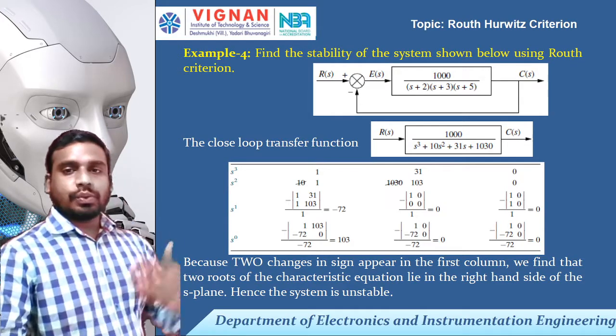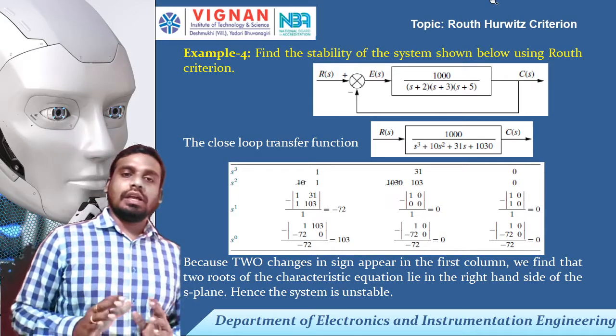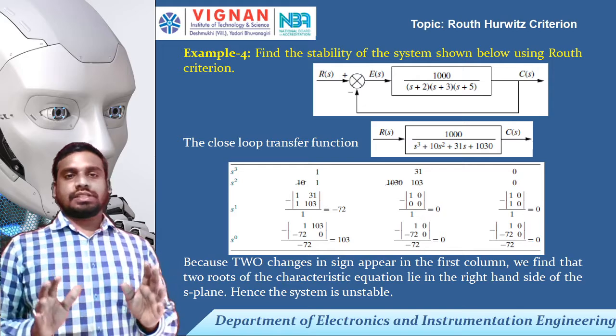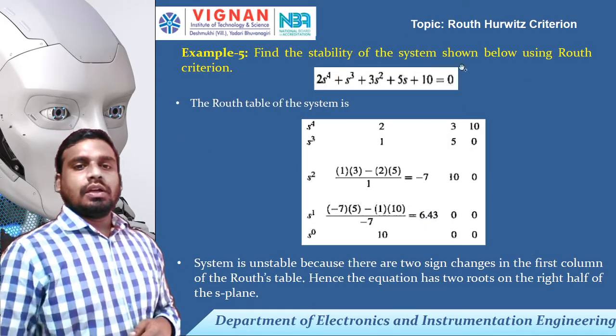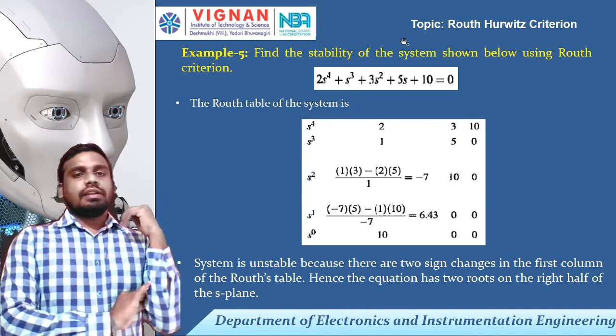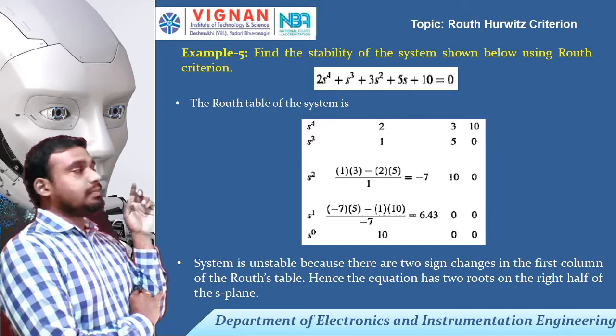So this is how we can estimate the stability of the system if you have a simple transfer function without any zeros in the transfer function. Right? We'll see one more example. So here is one more example they have given. 2s power 4 plus s cube plus 3s square plus 5s plus.